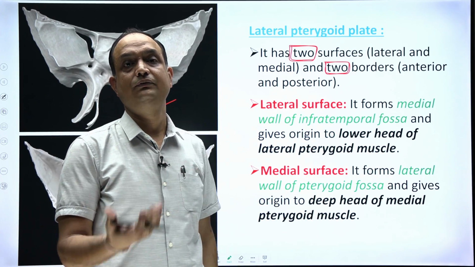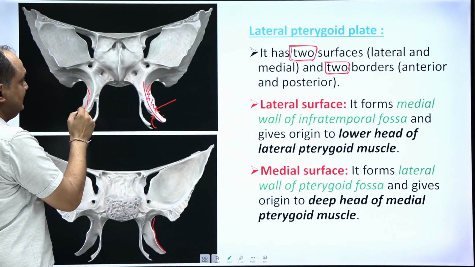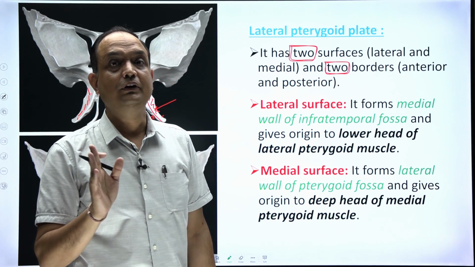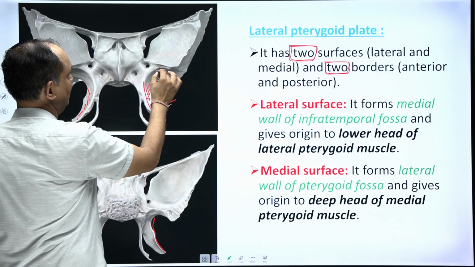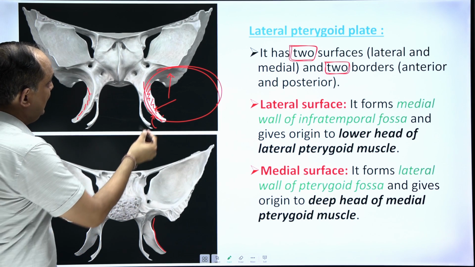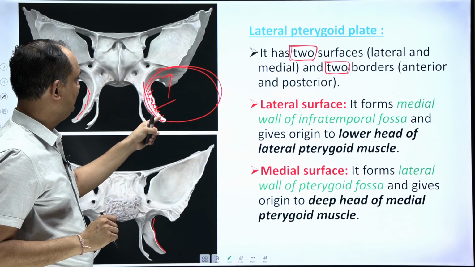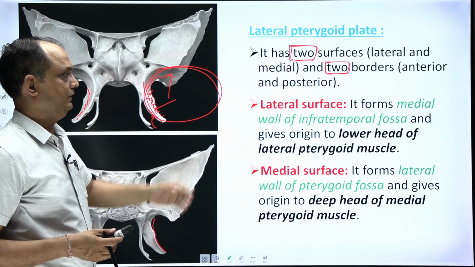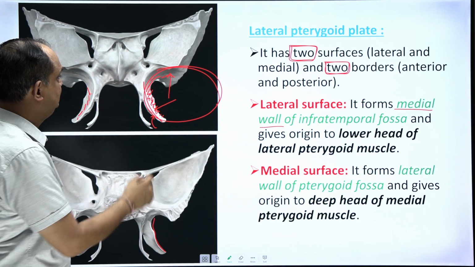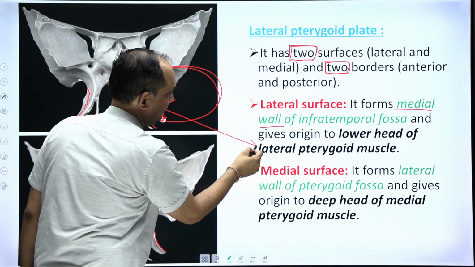First is the lateral surface of lateral pterygoid plate. This lateral surface of the lateral pterygoid plate becomes one of the boundaries of the infratemporal fossa, because this is the area which is known as the infratemporal fossa. This is the infratemporal surface of the greater wing, and this is continuous with this lateral surface. Now, which boundary? Medial boundary. So, it contributes to the medial wall of the infratemporal fossa, and this area gives rise to one muscle, and that muscle is known as the lateral pterygoid muscle.